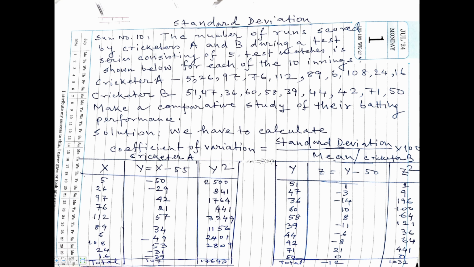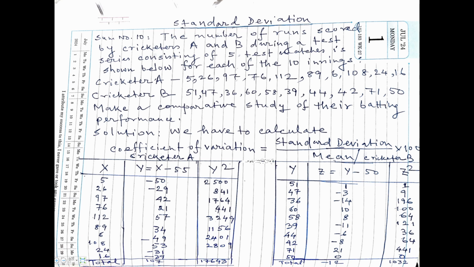Similarly, I have made the other entries and then made a total. The total of Y is equal to 107, and the total of Y square is equal to 17,643. Similarly, I have made a table for cricketer B.